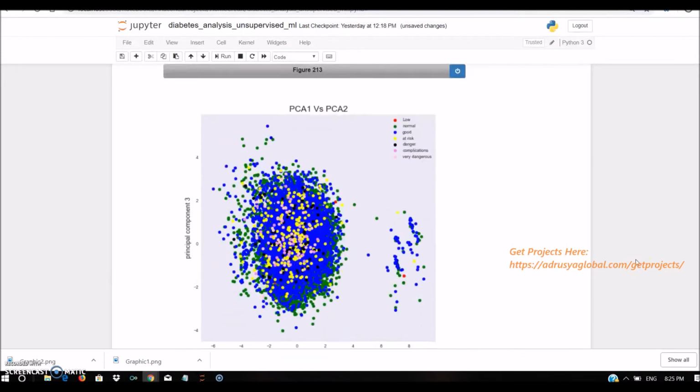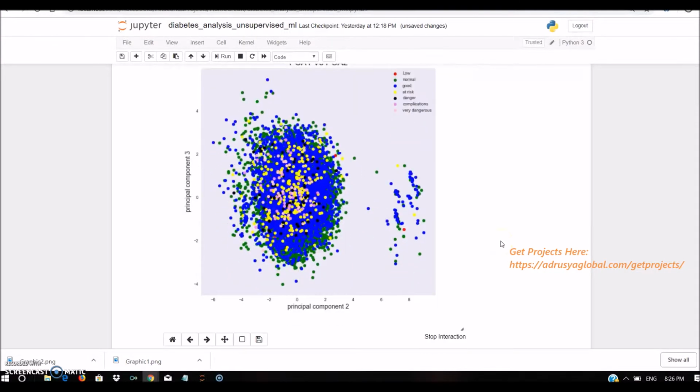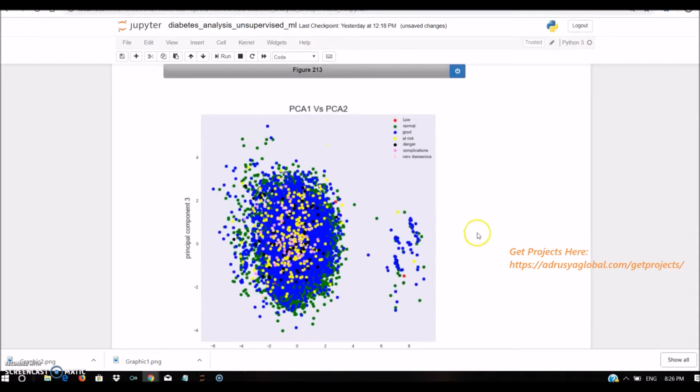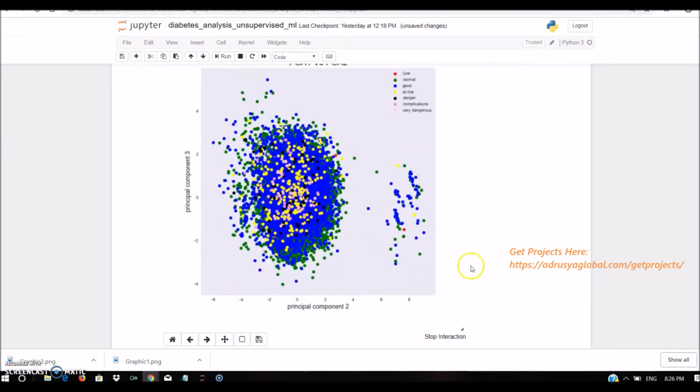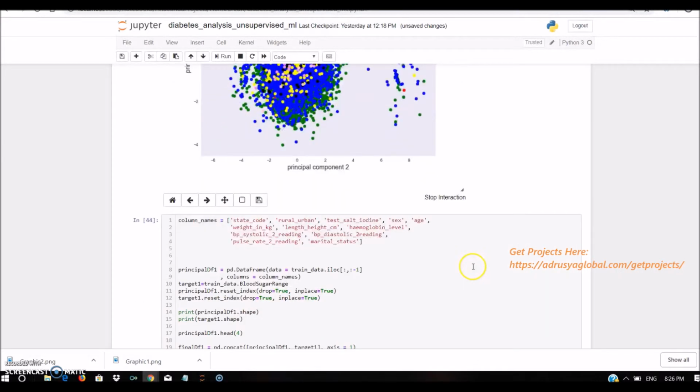Then we have also projected the data for just two components, PCA1 and PCA2, and this is our graph. Here we can see the low, normal, good range levels for just two components and how they are distributed. Overall, we can understand that if the blood sugar level is not bad, it's all pretty good. That's the projection this is giving.